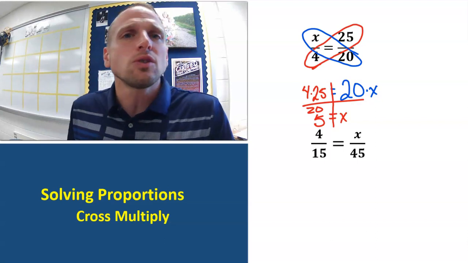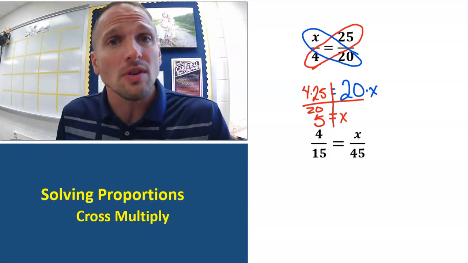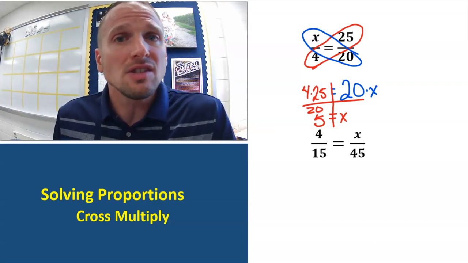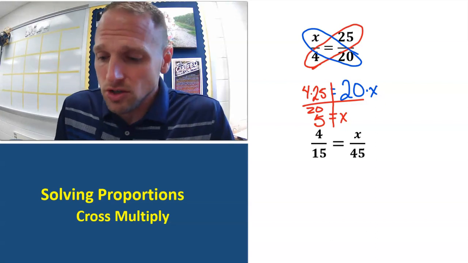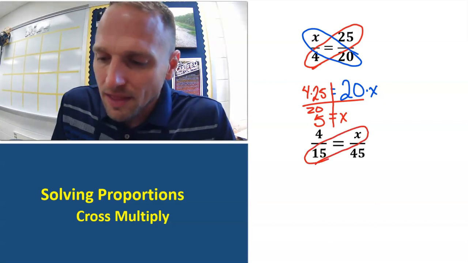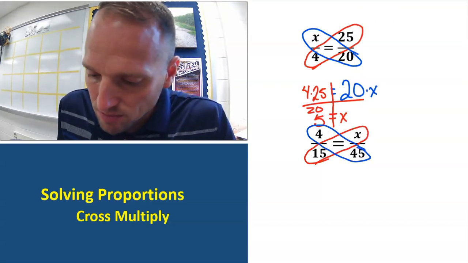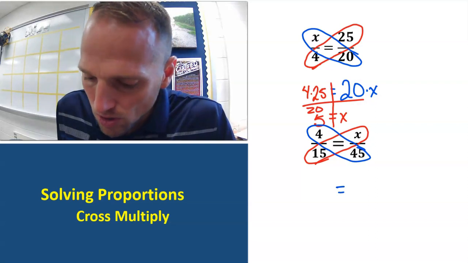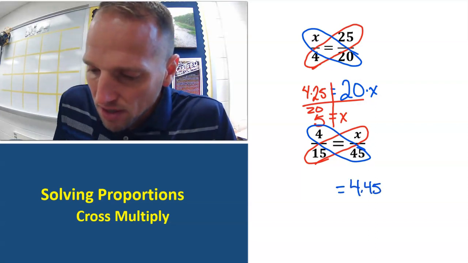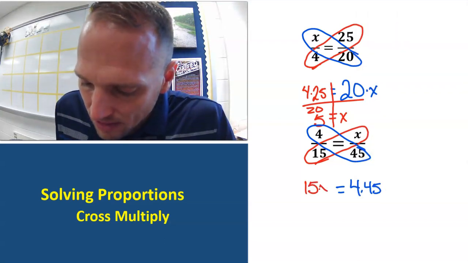Now in this next one, we've got the exact same thing. We've got two fractions that are equal to each other. That's a proportion. And we've got an x, but the x is in a different spot, but it doesn't change our rules. It's still going to be the same thing. We're going to cross multiply. That times that is equal to that times that. All right, so on the right side, we'll have 4 times 45. And on the left side, we're going to have 15 times x.